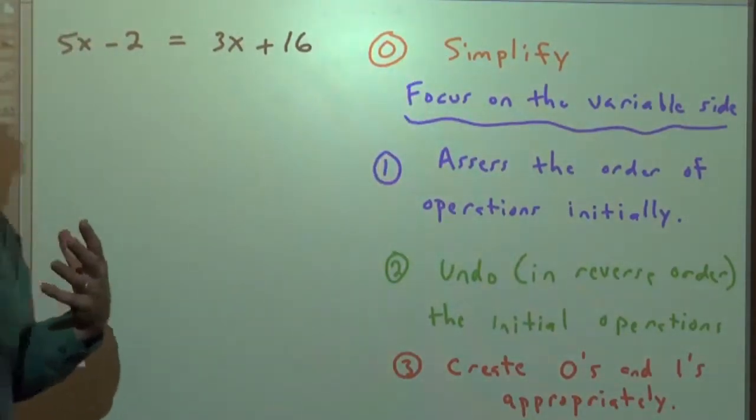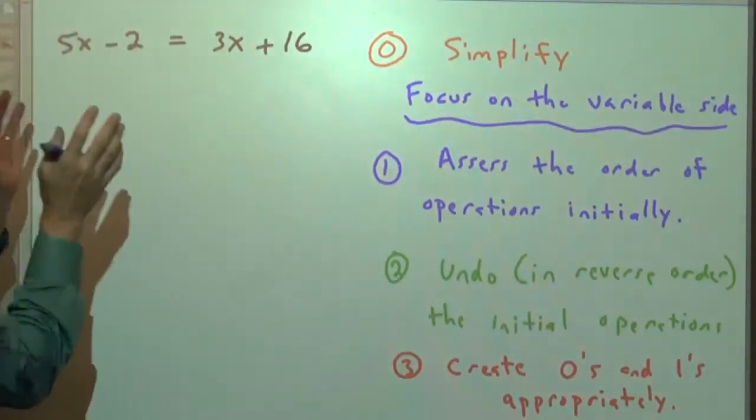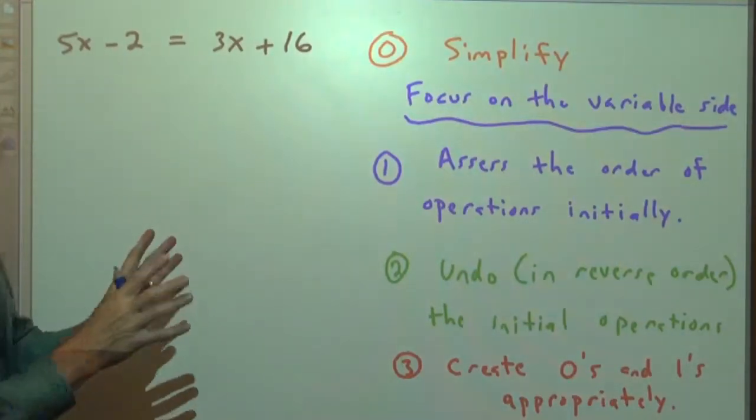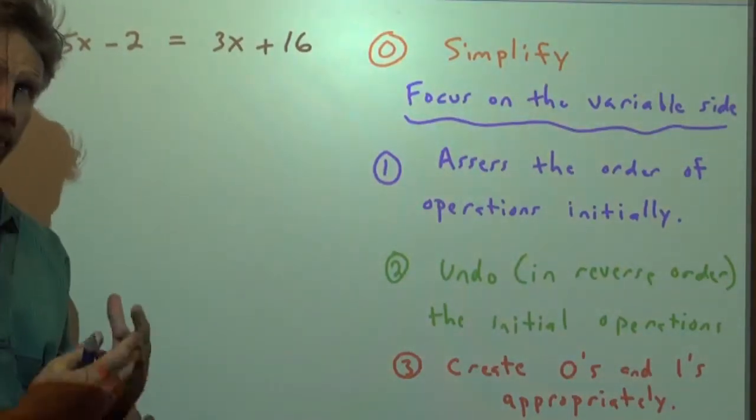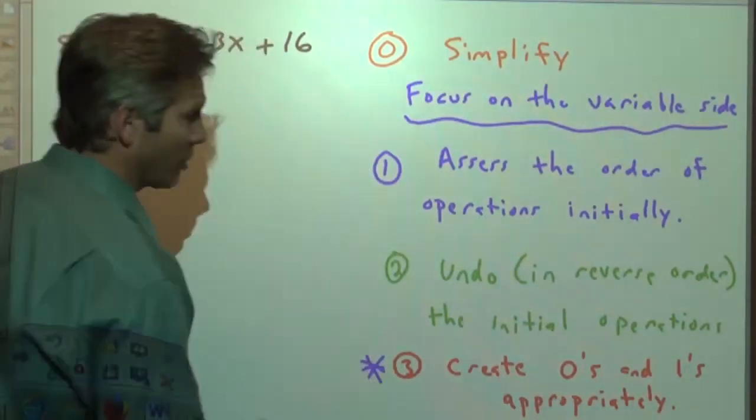What you'd like is a variable term only on one side. So in comes the good math. As long as you do the same thing to both sides of an equation, you're doing things okay. You're doing good math. We'd like to create zeros and ones appropriately.